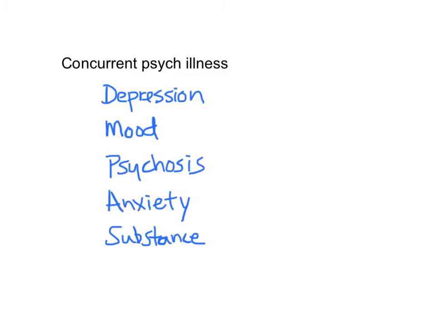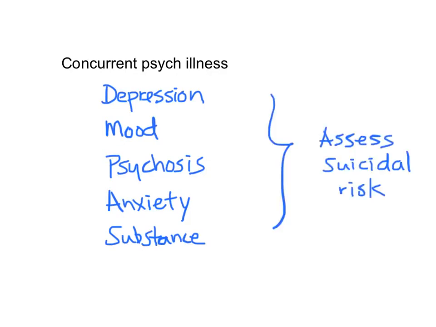For concurrent psychiatric illness, we want to ask the ones that we just mentioned. If the patient has not made a suicidal attempt but has presented with features of these psychiatric illnesses, it is also important for us to assess their suicidal risk. Asking them whether they have ever thought of harming themselves will not increase the risk of suicide.